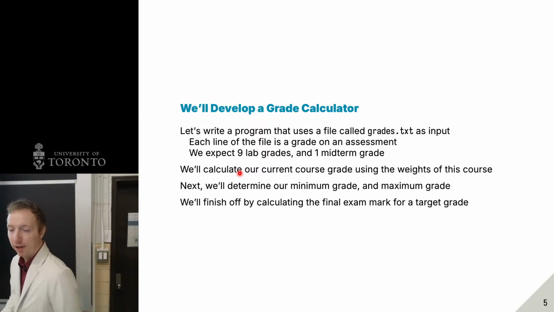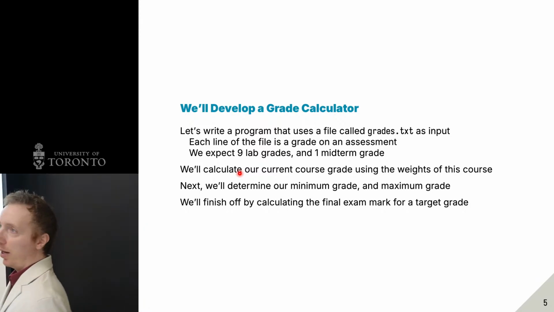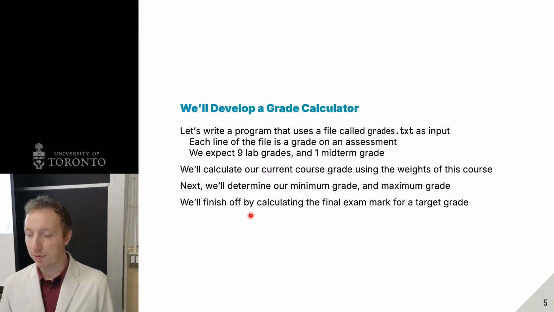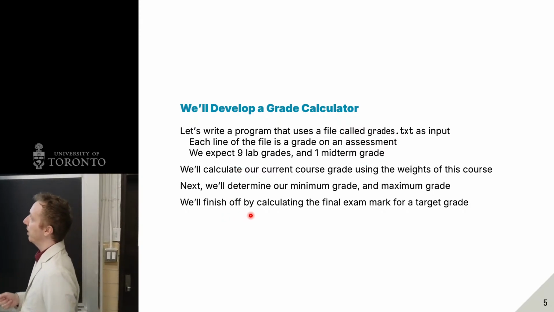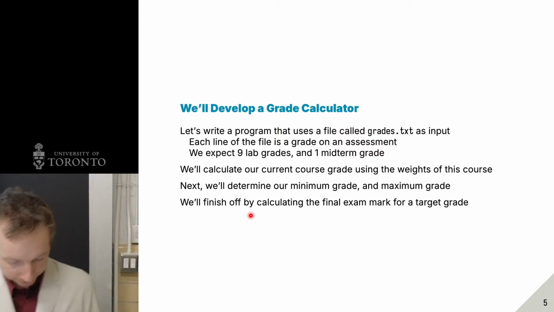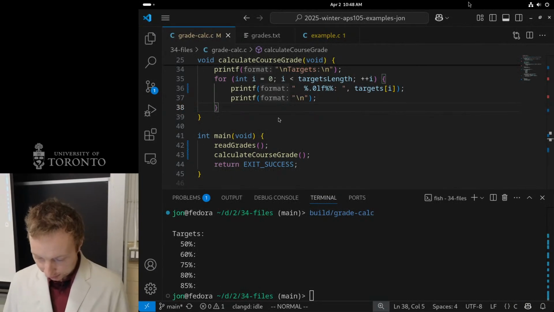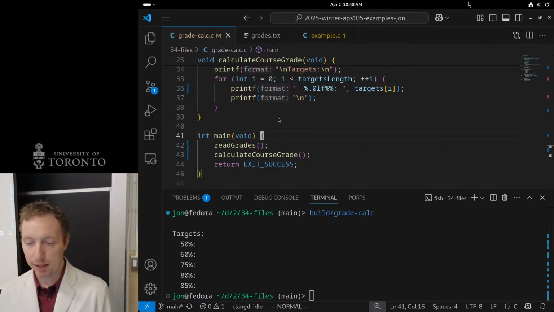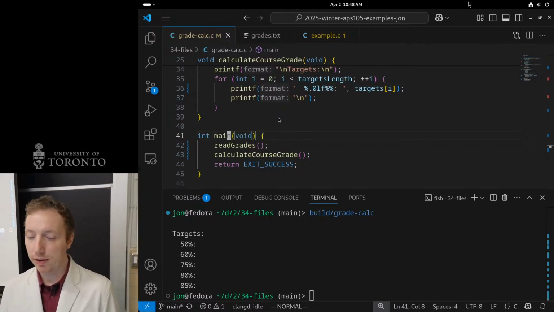for this course. Then we'll determine our minimum grade and maximum grade we can get based off the results of the final, and then figure out what final exam mark we need for some target grades. So let's get into that. I've already written a little bit of boilerplate code, just to get us started and save myself some typing, so we'll have main.